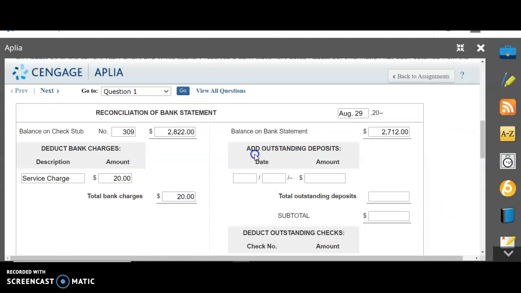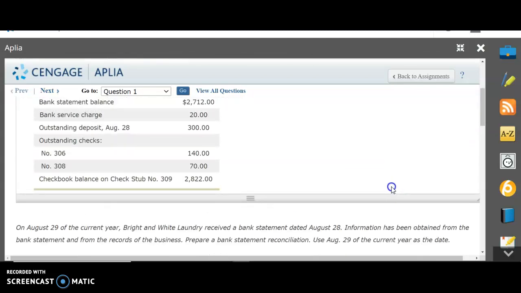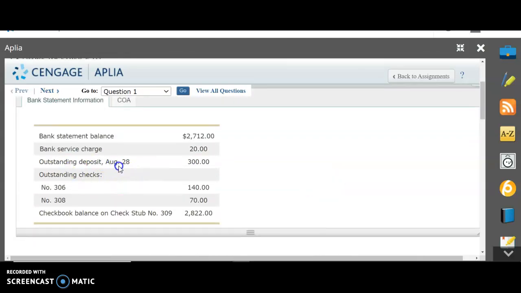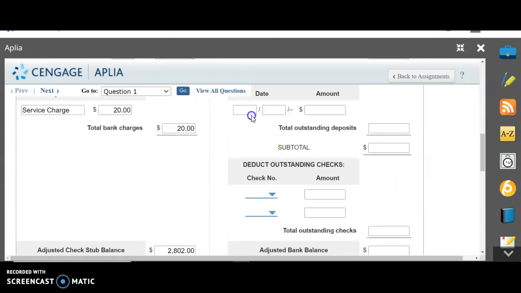So now it's asking us to add our outstanding deposits, and we have a date and we have an amount. So we have up here one outstanding deposit on August 28th of $300. So down here we're going to put the numerical date in, 8/28, sorry, and the amount was $300. And that's the only deposit we have that's outstanding.